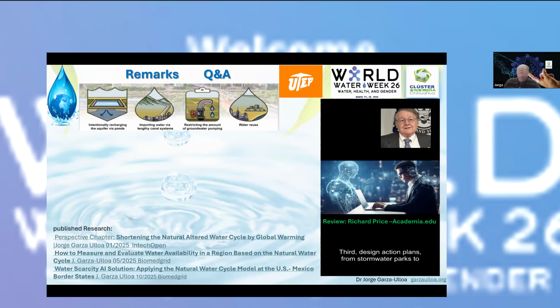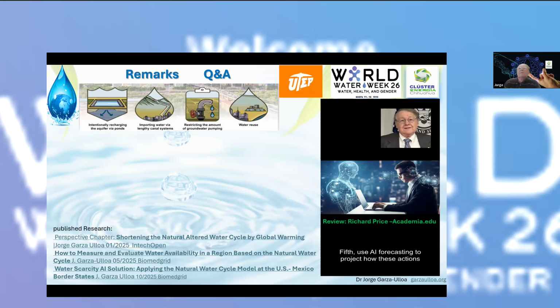Third, design action plans from stormwater parks to grey water reuse to smart irrigation as ways to heal the water cycle and shrink our reliance on overstressed rivers and aquifers. Fourth, set up periodic monitoring using real-time data and community feedback. If an intervention's not working, adapt fast.